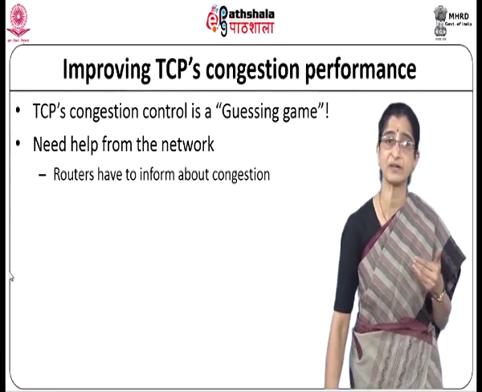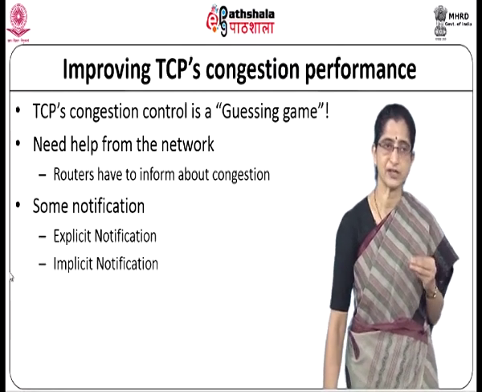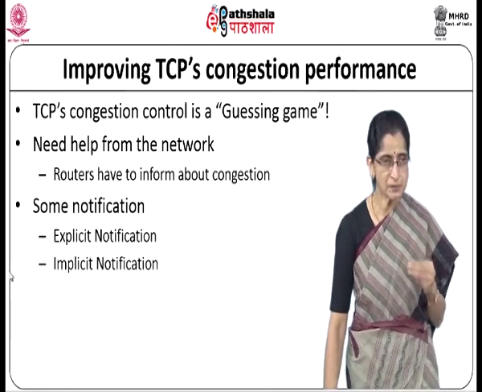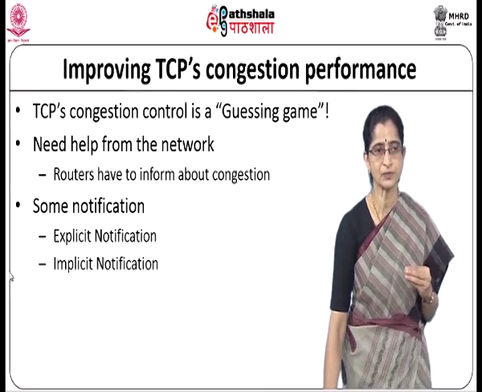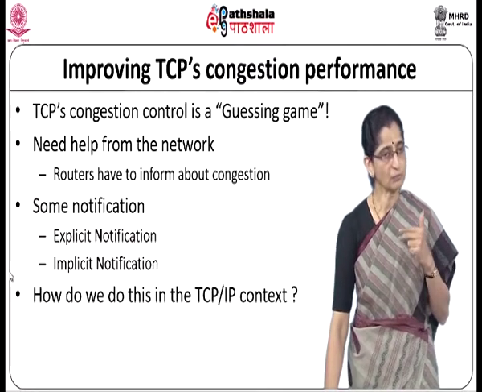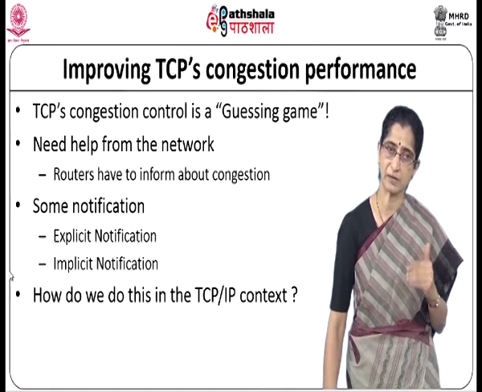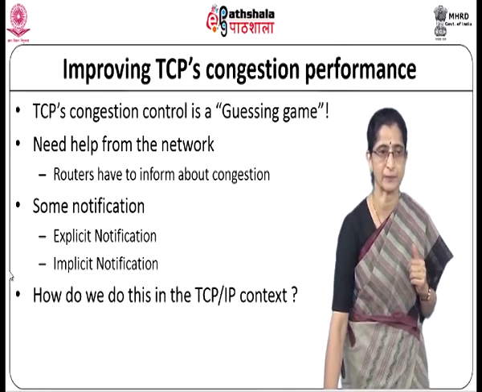If we could do that, definitely our congestion performance could be improved. So, how can this notification be given? Either it has to be an explicit notification which comes from the router, or it has to be some kind of an implicit notification. Both these mechanisms can actually be used. So, what is it that can be done in the TCP IP context? That is what we will first look at.